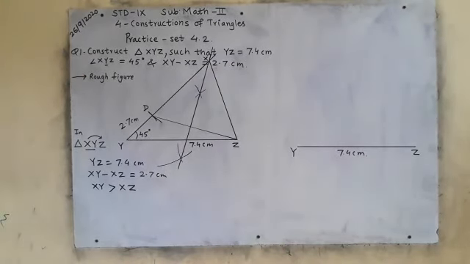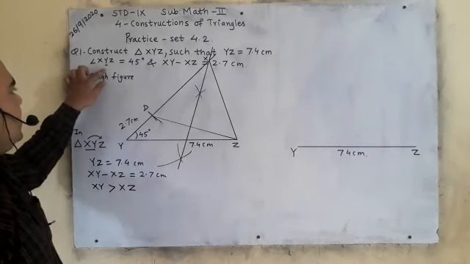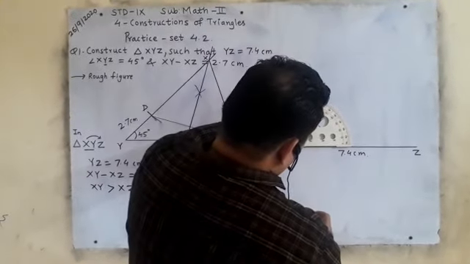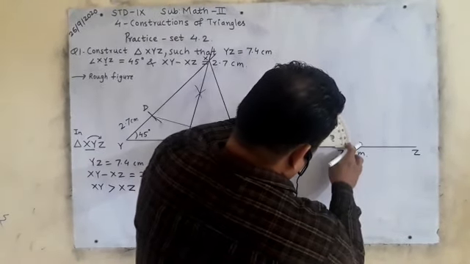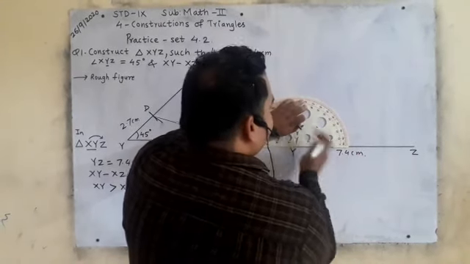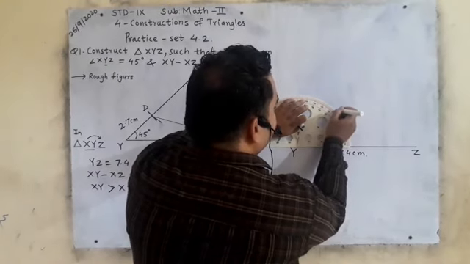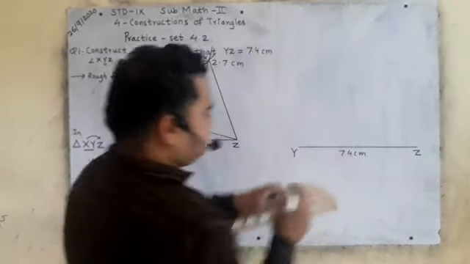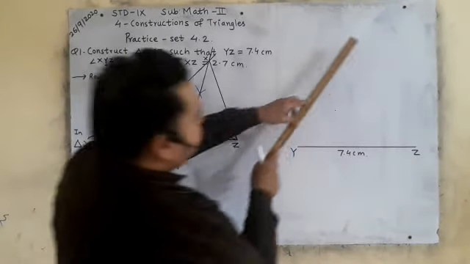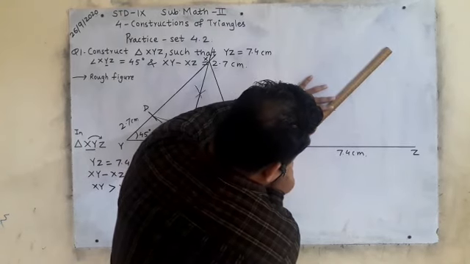How many degrees of angle for Y? See here, angle XYZ. So Y is of 45 degrees. So you will keep this protractor on Y and you will take 45 degrees. Going on the interior scale on the right-hand side, this interior number you will tick mark, 40 plus 5, 45. Okay, then I will make a ray from Y. Okay, take a long one.